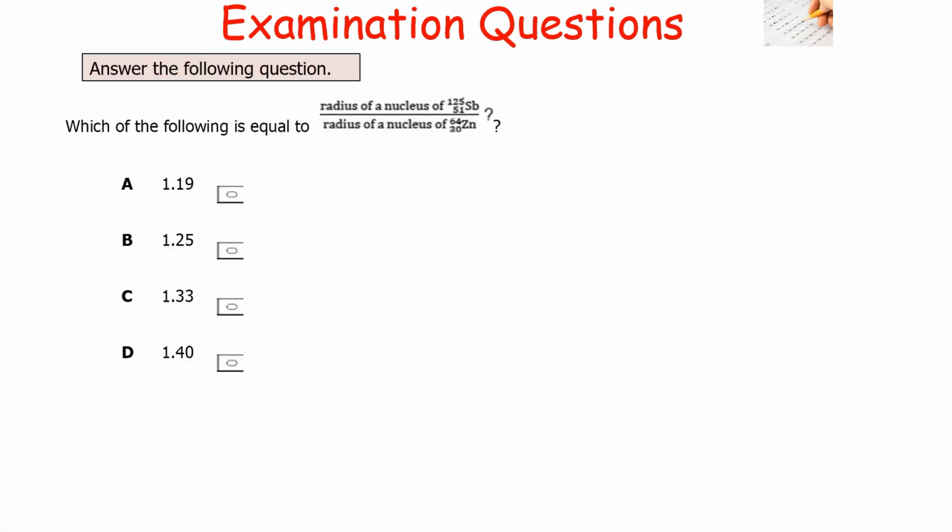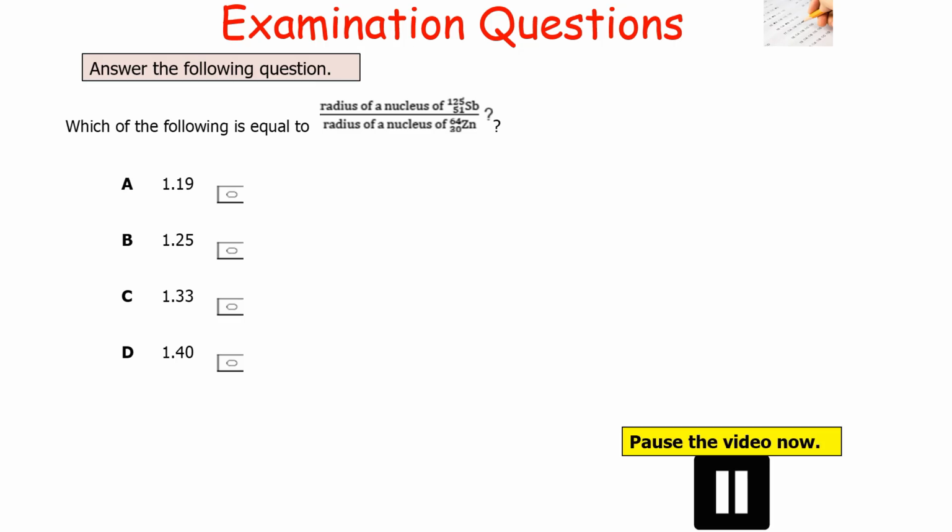The next question says, which of the following is equal to the ratio of the radius of the nucleus of Sb to the radius of the nucleus of Zn? So pause the video now, then unpause the video when you want to go through your answer.